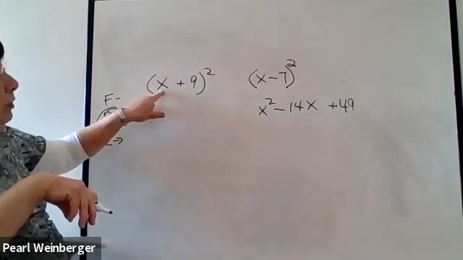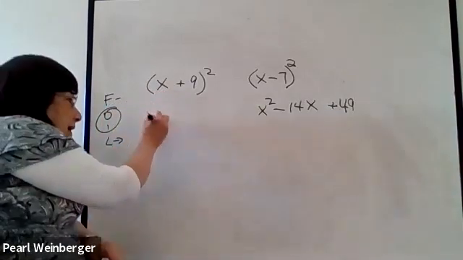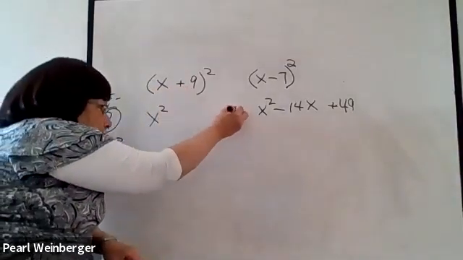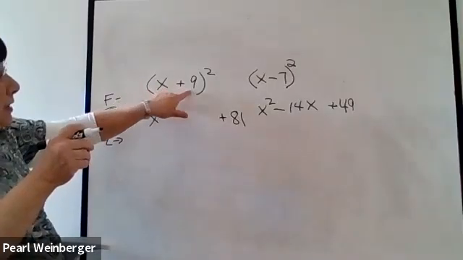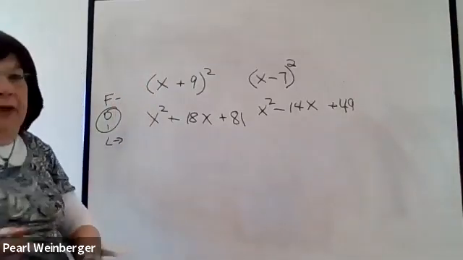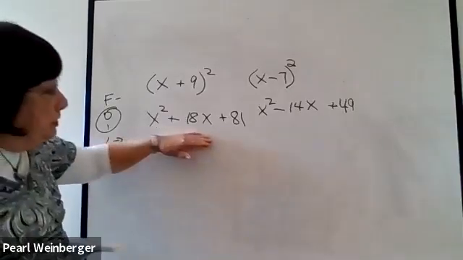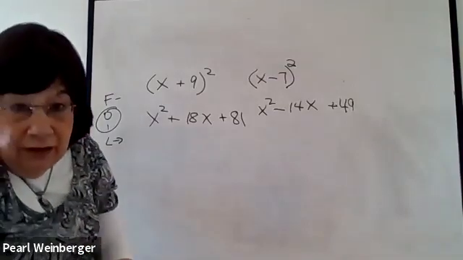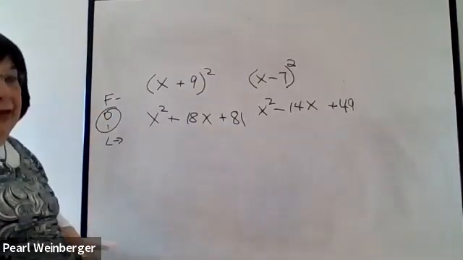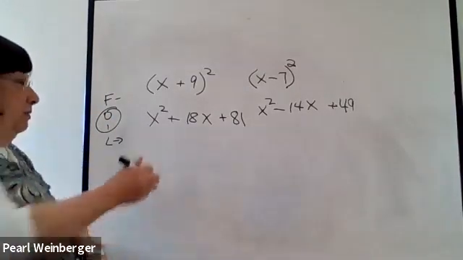What's the pattern? First term is going to be x squared. Last term is going to be 9 squared, or 81. And the middle term will be x times 9, which is 9x, doubled, 18x. Look how quick that went. x plus 9 squared is x squared plus 18x plus 81. And again, you could do it by the whole FOIL, and you will see that this is absolutely correct.